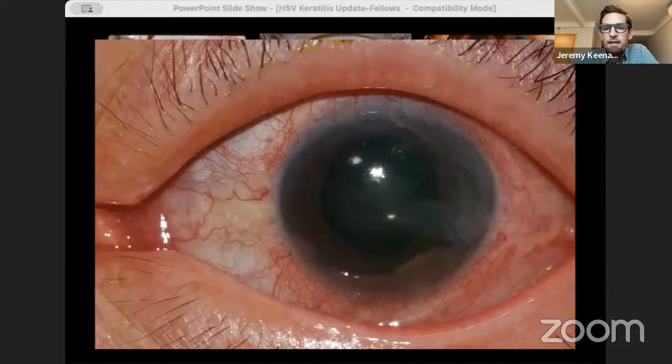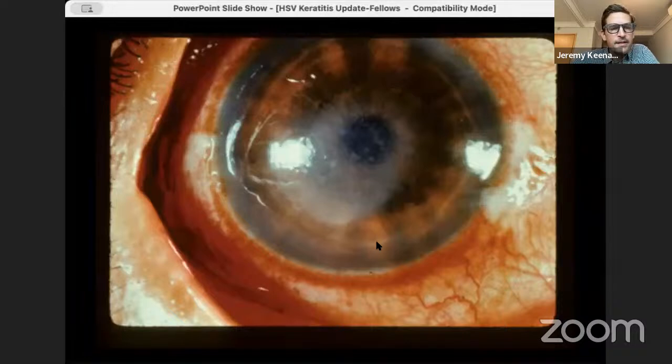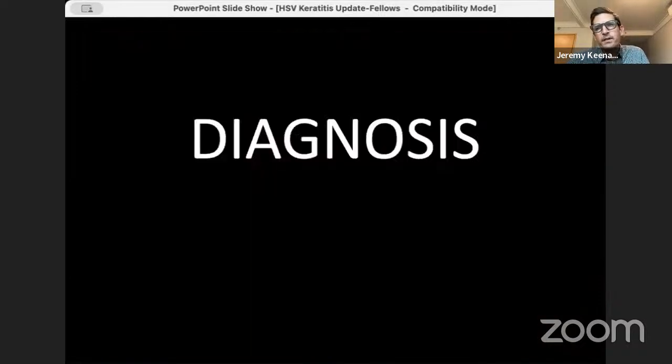And so I think I have one more picture. Oh yeah, here's a nice picture where you can see the keratic precipitates in the overlying corneal edema. I think maybe in the past people called this disciform keratitis, but nowadays we call it endotheliitis. And like I said, you can also get a more linear pattern or one not quite centrally located in the cornea.